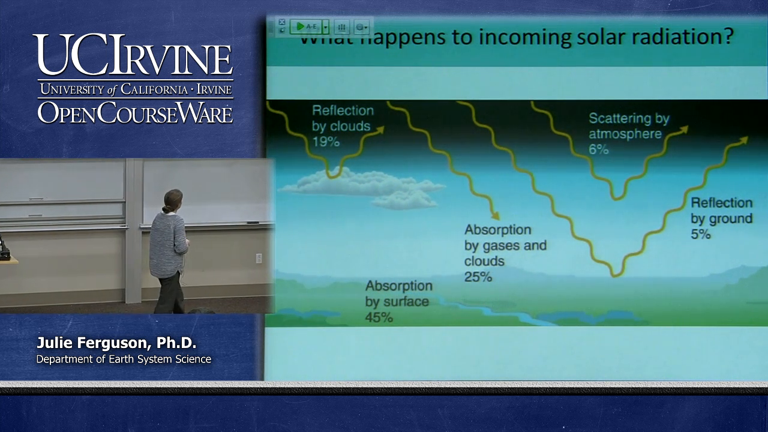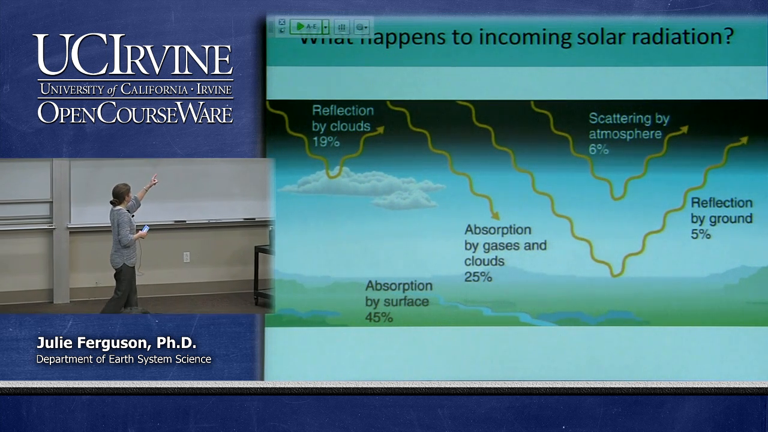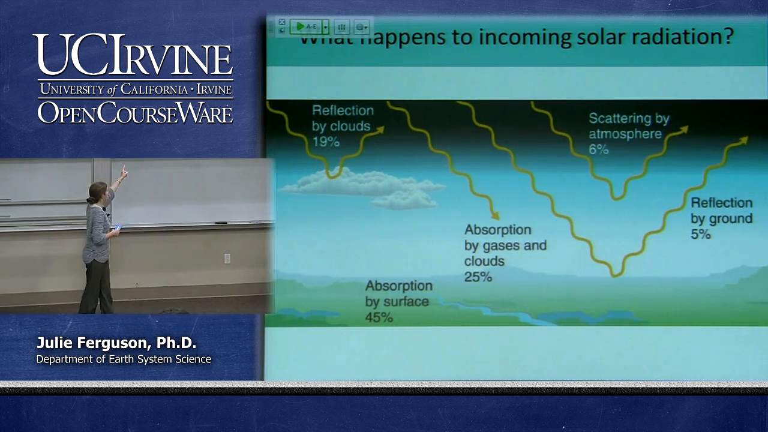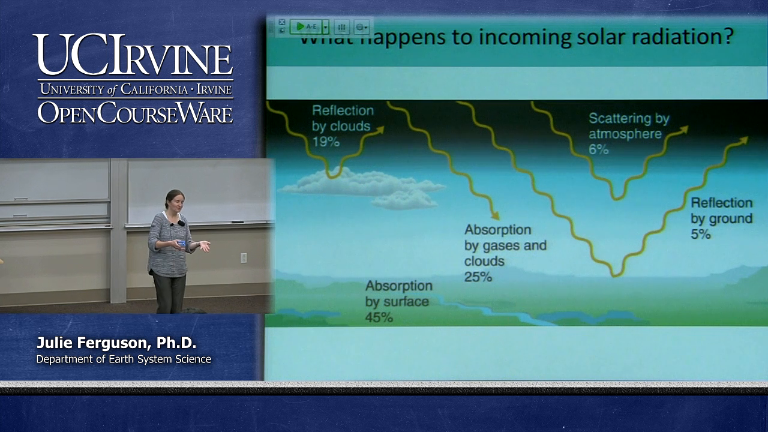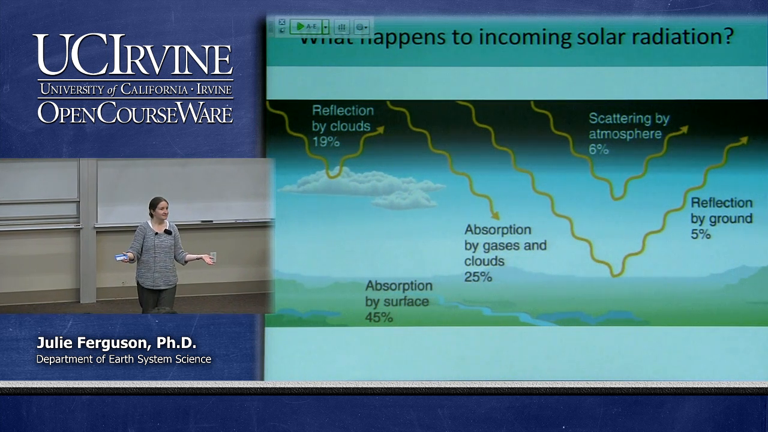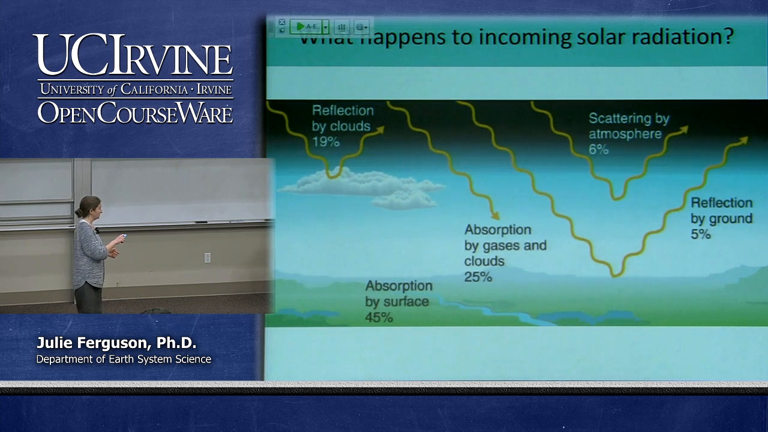And then the rest of it is actually absorbed by the Earth. So we reflect very little by the ground. A lot more of it's reflected by clouds. But about 70% of it is either absorbed by the atmosphere or absorbed by Earth's surface. And that goes into warming us up. Okay?